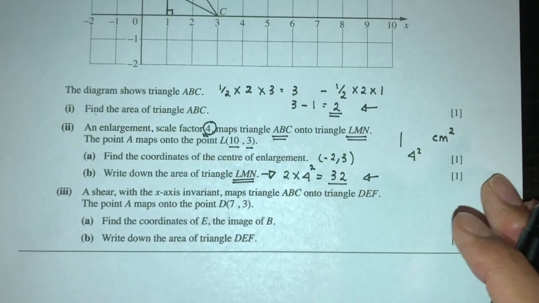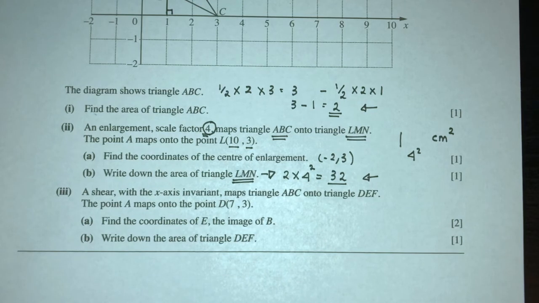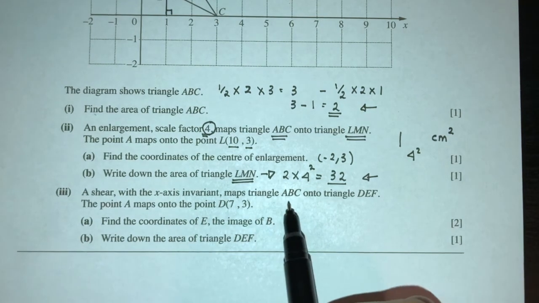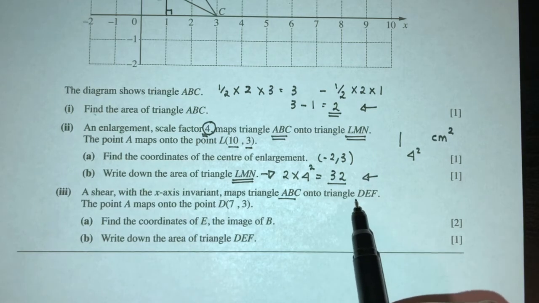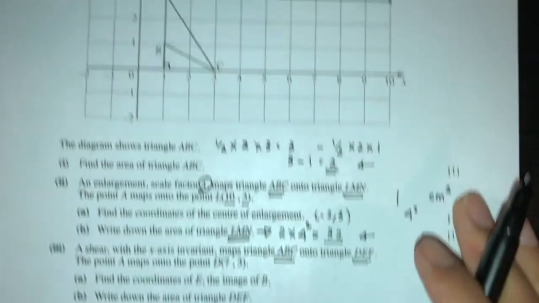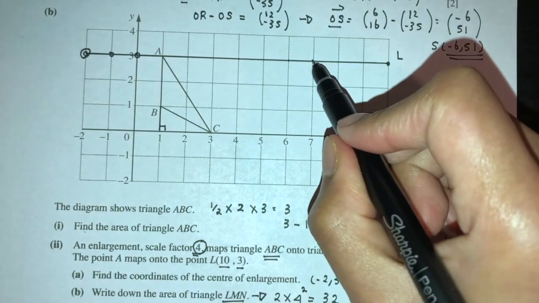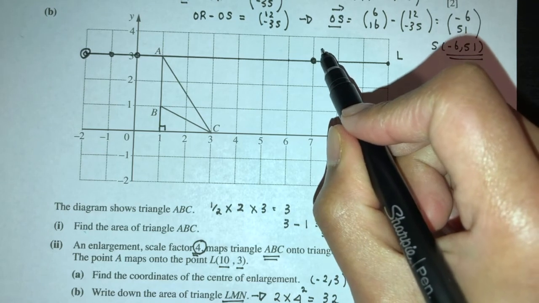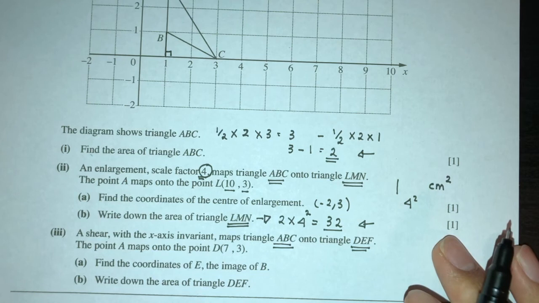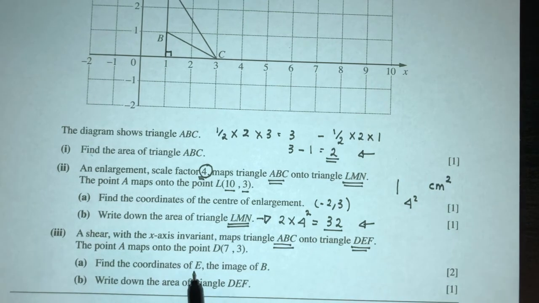Now for part 3, we have a shear with x-axis as your invariant line that maps ABC onto triangle DEF. Now the point A is mapped onto 7, 3. So 7, 3 will be right here. This is the point D. Now part 1, find the coordinates of E, the image of B.